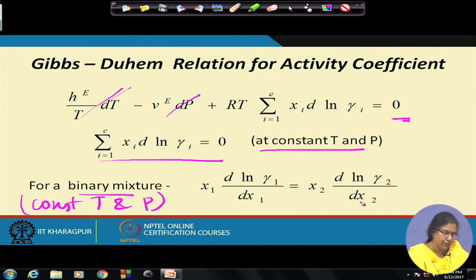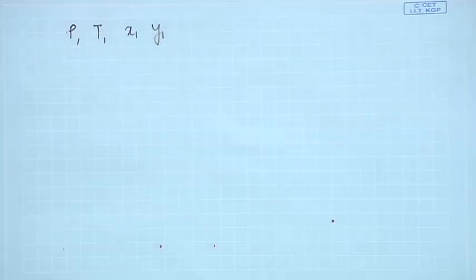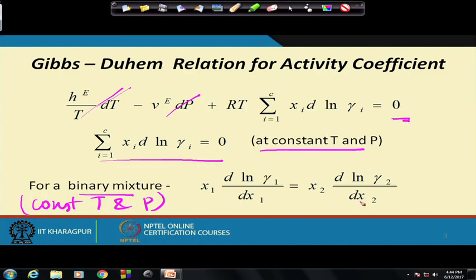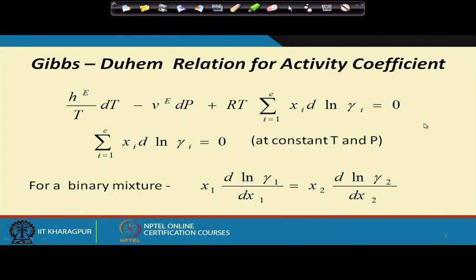Now, we know therefore that if we have the complete VLE data, what do you mean by the term complete VLE data? It means you have data on P, T, x1 and y1. If you have the complete VLE data for a binary system, then we can use this equation to find out whether the data is consistent or not. Now, just by looking at this equation, can you tell me how we can use this equation to find out the thermodynamic consistency of the data?